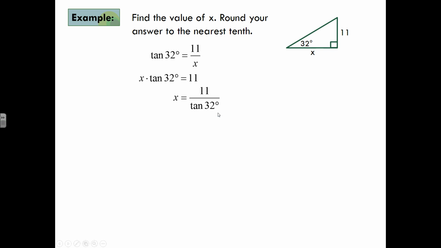Now on your scientific calculator, there's a fraction key, and it says n over d. If you click on that key, it opens up a fraction. On the top, you can type in 11, and then scroll to the bottom and type tangent 32. If you hit enter, it should give you 17.603... it keeps going. Because they asked us to round to the nearest tenth, this is what we would get.